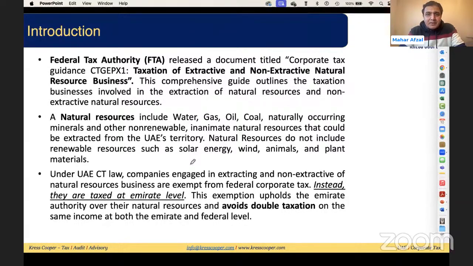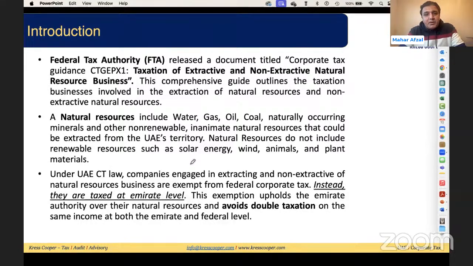In the guide, the natural resources have been defined. They said the natural resources include water, gas, oil, coal, naturally occurring minerals, and non-renewable natural resources that could be extracted from the UAE's territory. They said the natural resources don't include solar energy, wind, animal, and plant energy. Basically, what is being extracted from the UAE soil, UAE territory, we can say these are the natural resources. It can be water, gas, as I mentioned.